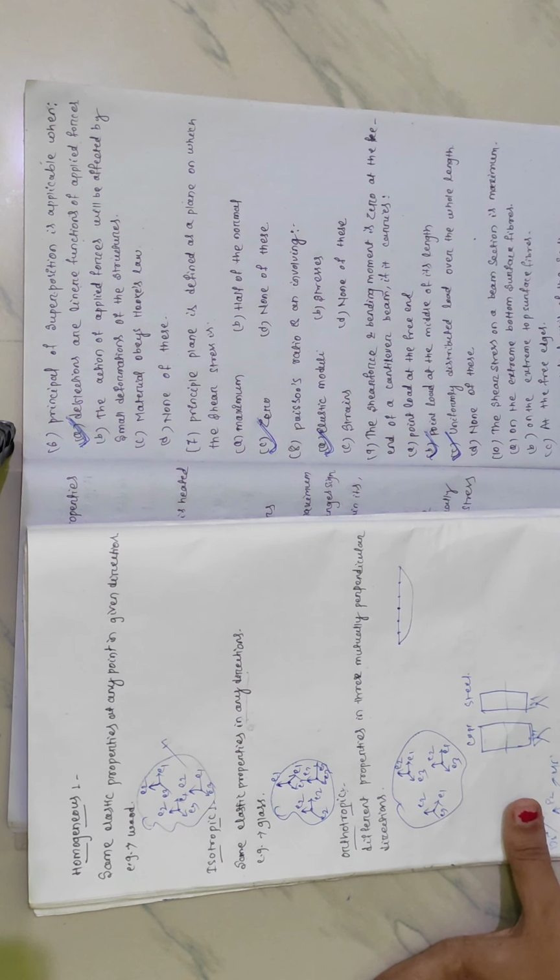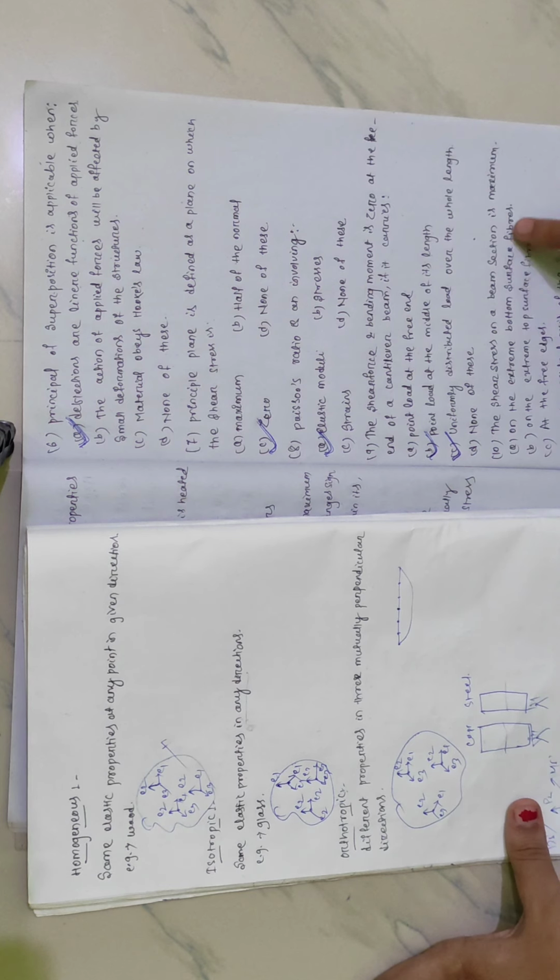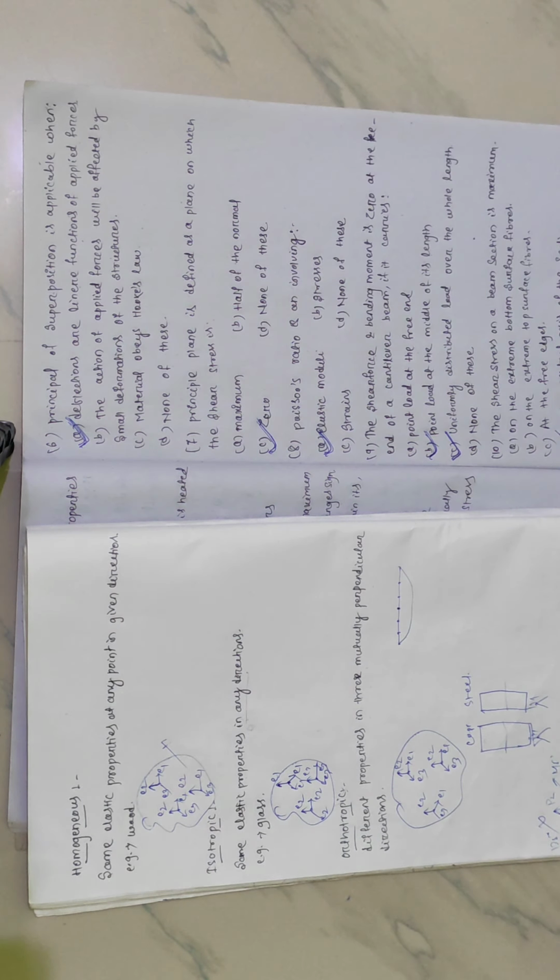The shear stress on a beam section is maximum: on the extreme bottom surface fibers, on the extreme top surface fibers, at the free edges, at the neutral axis of the section. So the answer should be D, at the neutral axis of the section.